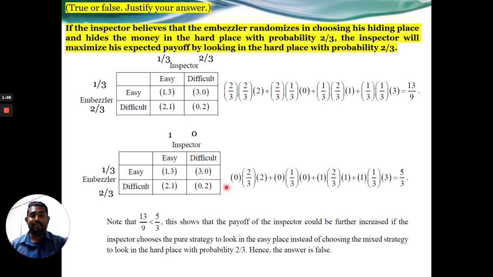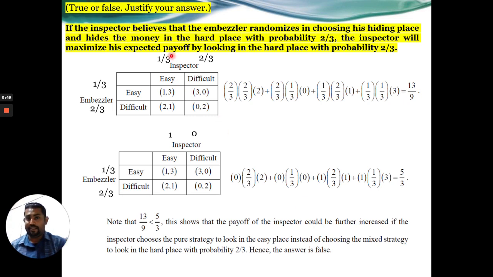So next, using the same equation, let's say I start from behind: 0 times 2/3, 2/3 from the difficult times the payoff value 2, plus 0 going to the difficult, 0 times 1/3 times 0. And you do the same thing, and finally you get the answer 5/3. If you look at the value, 13/9 is 1.444, while 5/3 is 1.6666. If you look at that, this shows the payoff of the inspector could be further increased.